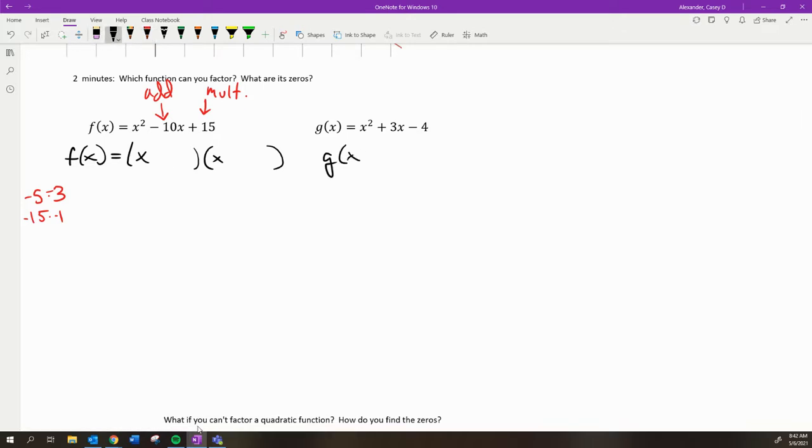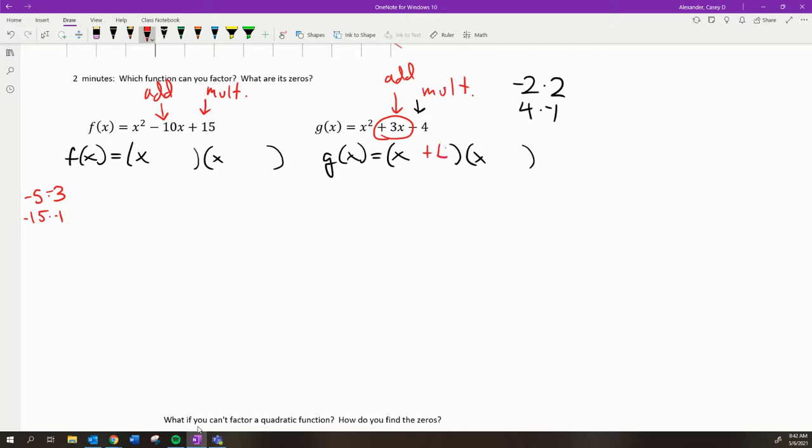The other function, however, I think you can factor, because we would need to think of numbers that multiply to equal negative 4, and that would be 2 times 2, or maybe how about negative 2 times 2, or they could also be 4 times 1. I think in this case it would be 4 times negative 1, because 4 plus negative 1 is 3, right? And that's what we want. We want them to add to equal that number, the b term, while they multiply to equal the c term.